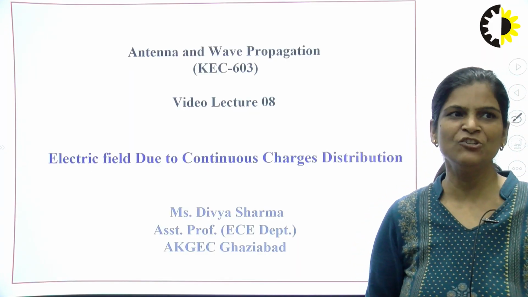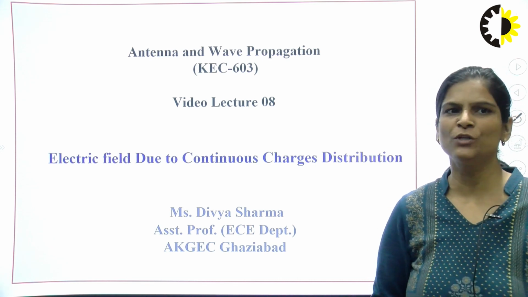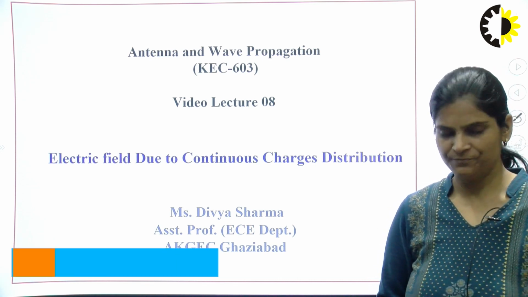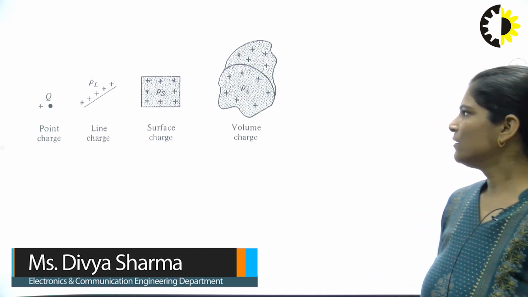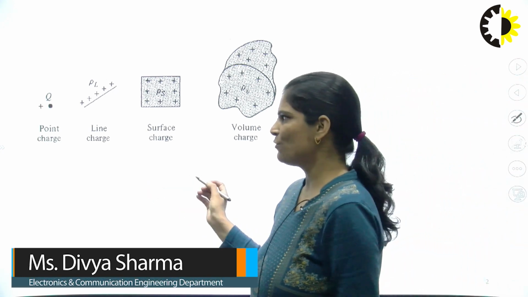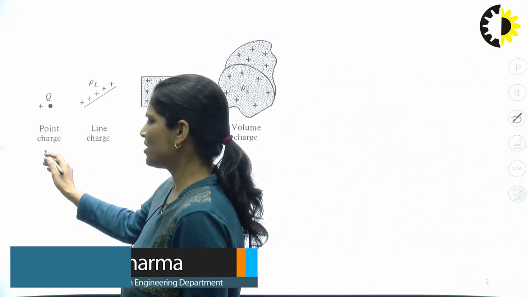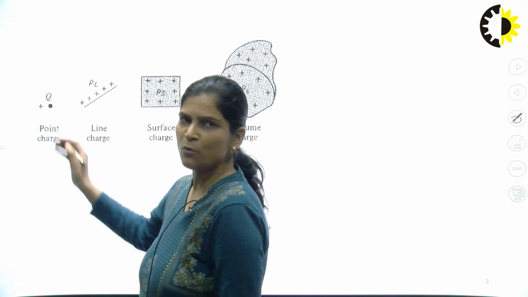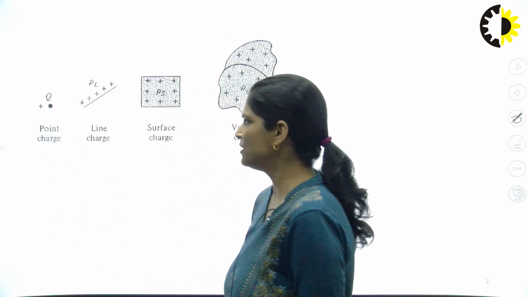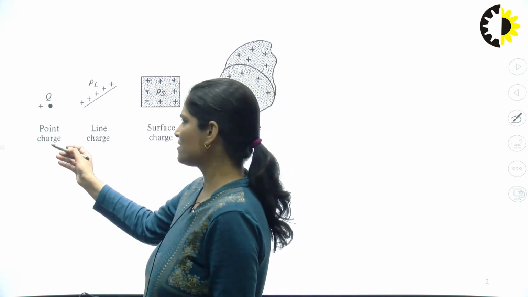Today's video lecture is on electric field due to continuous charge distribution. It is classified into four types. First one is point charge. Let there be a point with charge Q on this point. So, this is the first case.